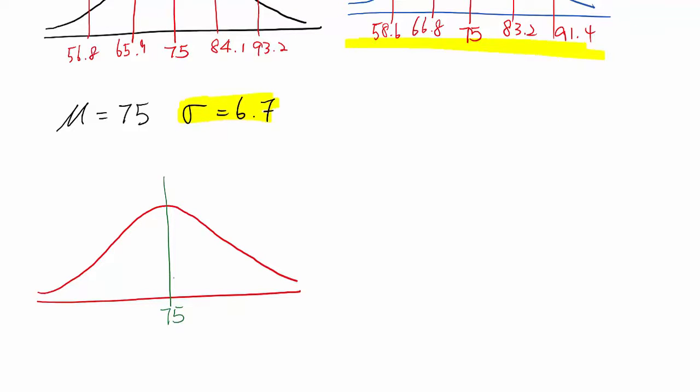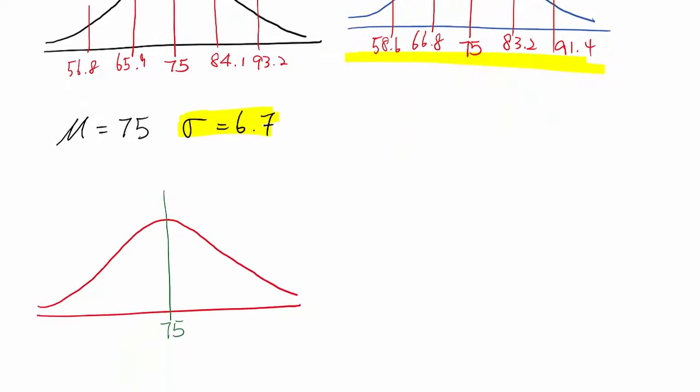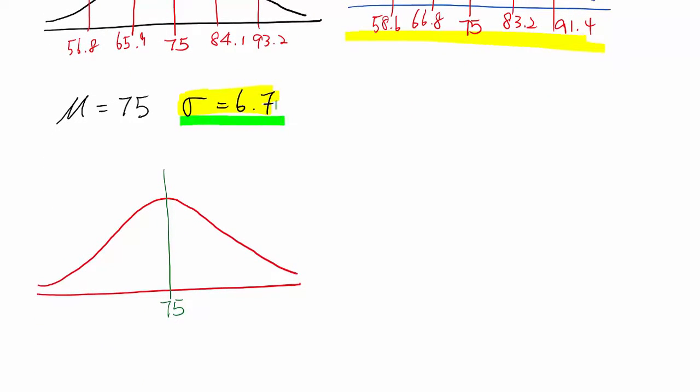Now in this case, for the first set I added 8.2, right? And for the second set I added 9.1, but for this set I have to add 6.7 because of the given sigma value here. So from the 75, the first sigma on the right side will be 81.7. This is 81.7, and the next one is 88.4.